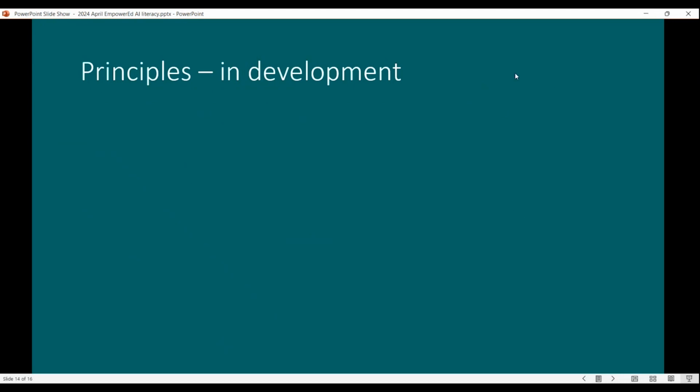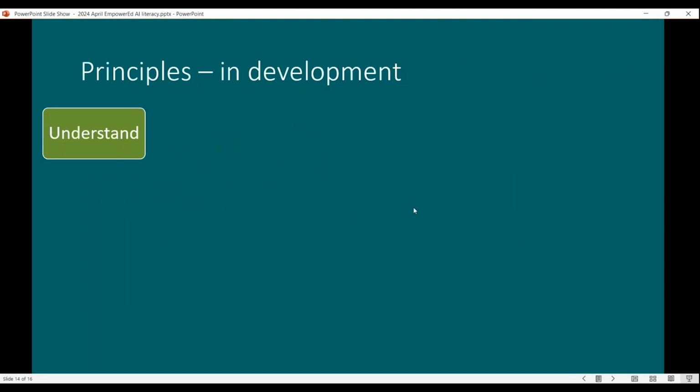So this is a rough version of the principles. Please keep in mind, this is in development. I revised this twice this week, so the final product might look different from this, but this is my best thinking as of this moment today. So I've got 5 principles here.